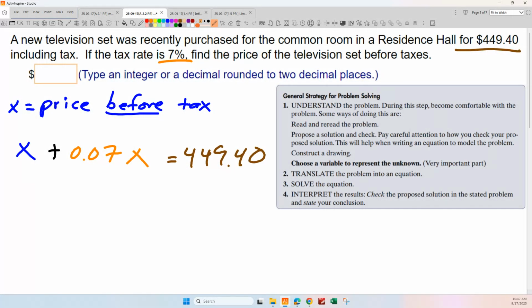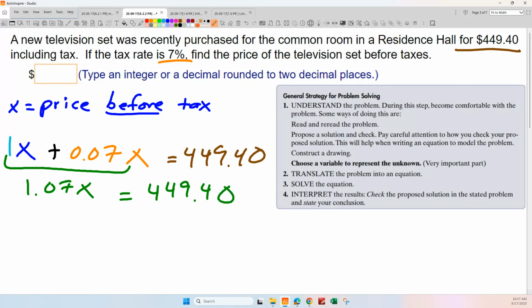Well, what's the coefficient of X here? 1. Okay, so 1X plus 0.07X is 1.07X, right? Like what if that were 2X plus 3X? You would all tell me that's 5X, right? Everybody agree? Because we're just adding the coefficients in that case. Well, so this is going to be 1 plus 0.07 times X. I'm adding up the number of X's. So all this stuff just combines to 1.07X, and that's equal to 449.40. Now, I would argue we maybe could have just started with that equation.